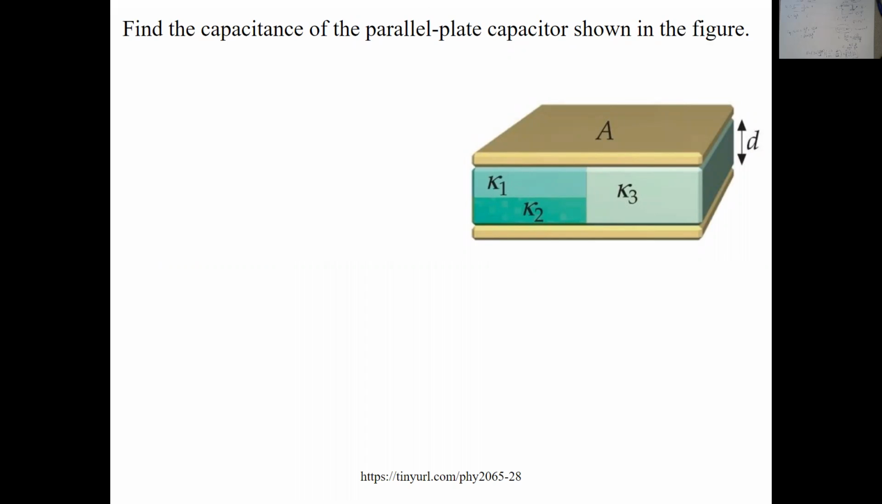This one says find the capacitance of the parallel plate capacitor shown in the figure here. Let me explain the figure. You have two plates, each of area A, separated by the distance D. In between the two plates, there's a combination of different dielectrics. On the left half, you have kappa one on the top half and kappa two on the bottom. On the right half, you have just one dielectric, kappa three. Let's see how we can solve for this one.